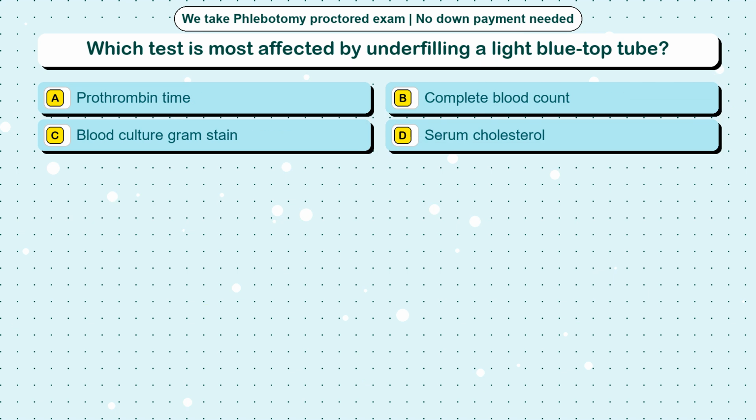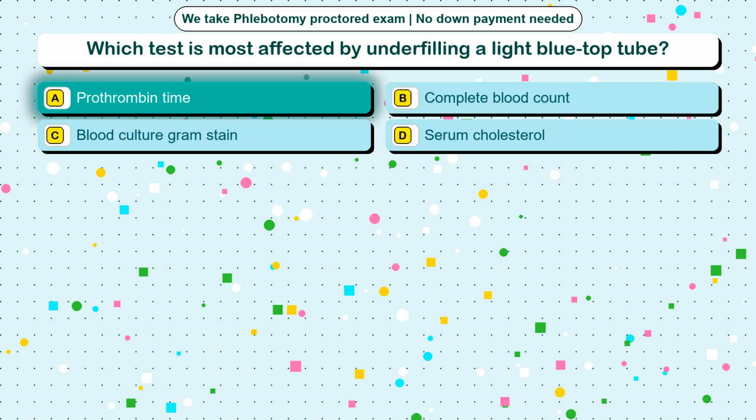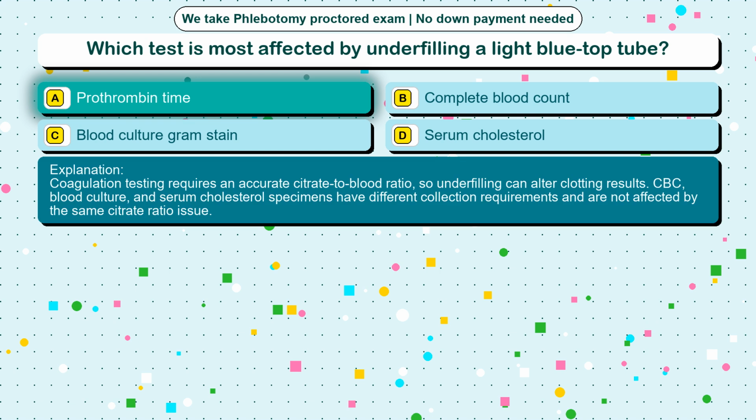Question 65. Which test is most affected by underfilling a light blue top tube? Option A, prothrombin time. Option B, complete blood count. Option C, blood culture gram stain. Option D, serum cholesterol. The correct answer is option A, prothrombin time. Coagulation testing requires an accurate citrate-to-blood ratio, so underfilling can alter clotting results. CBC, blood culture, and serum cholesterol specimens have different collection requirements and are not affected by the same citrate ratio issue.